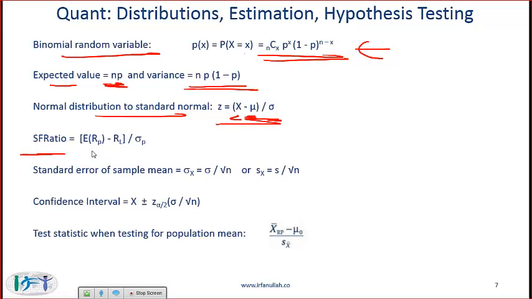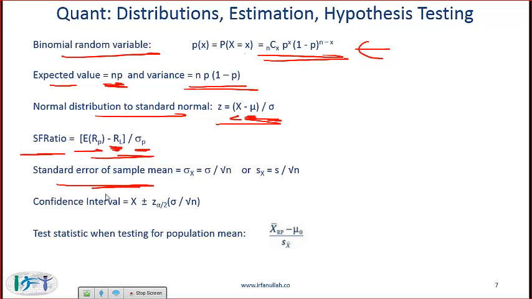The safety first ratio is the expected return on portfolio minus the threshold level divided by the standard deviation. This is a lot like the Sharpe ratio. Only difference is that here you take a threshold level rather than the risk-free rate. And the higher this number, the safer the portfolio.